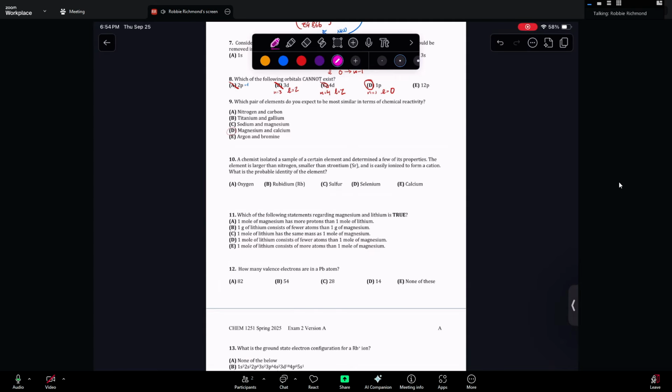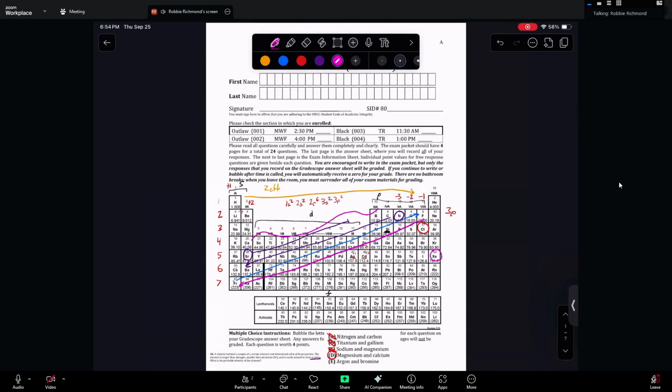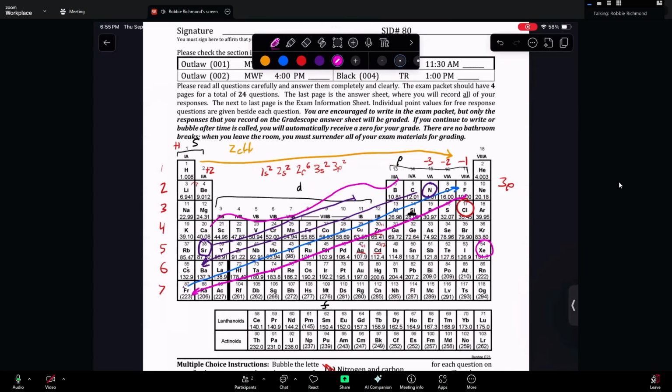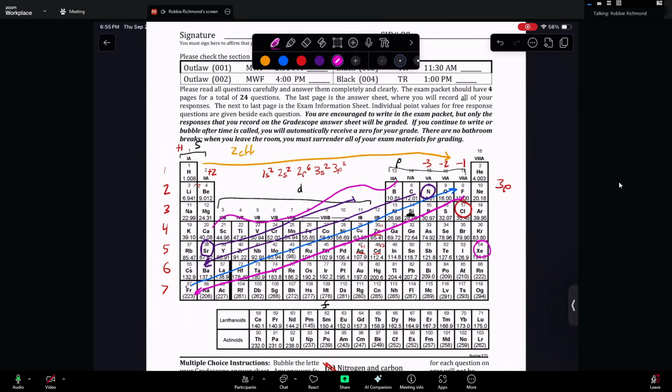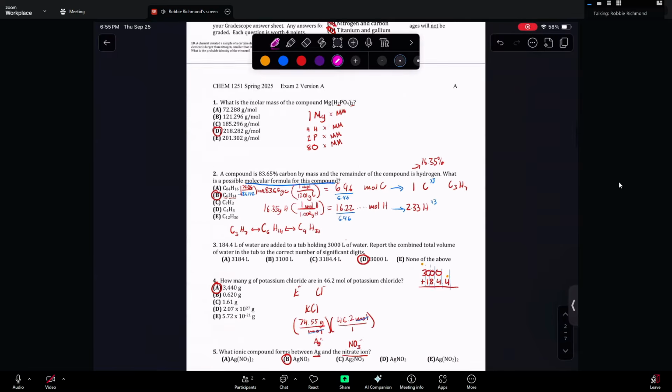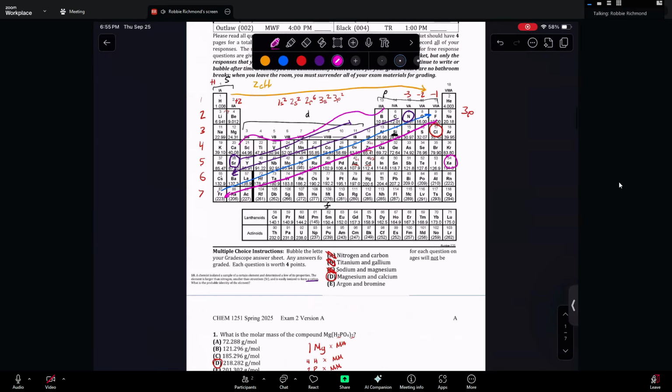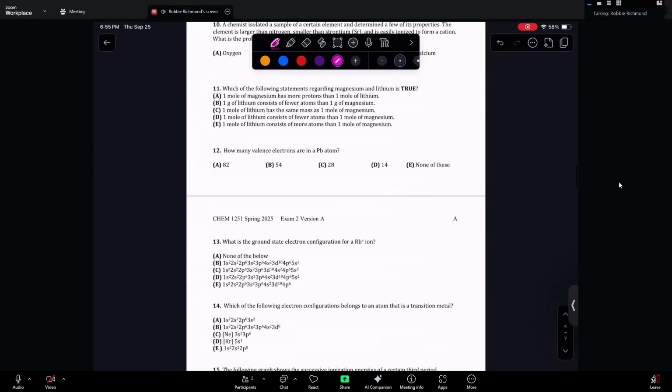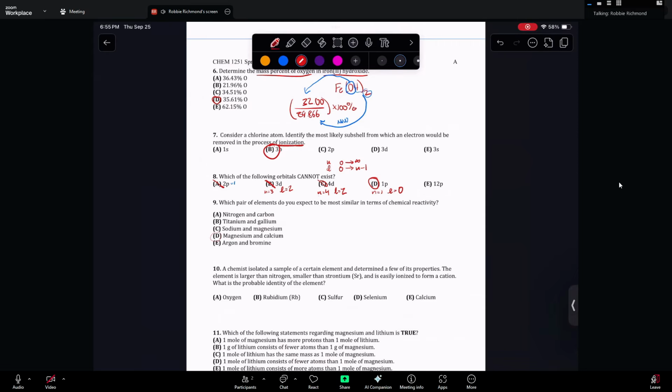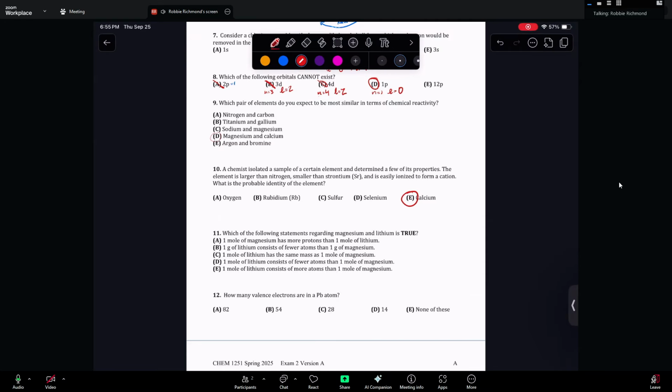Oxygen's kind of out of that. Rubidium is also kind of lower down. Sulfur is further than nitrogen. Selenium is outside of that range. Calcium, let's double check. Yep, it would be smaller than strontium, larger than nitrogen. Sorry about that. So answer choice E would be your answer.